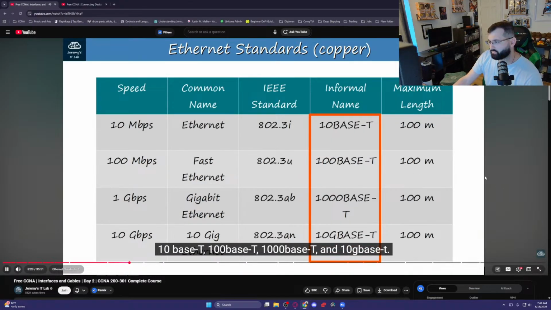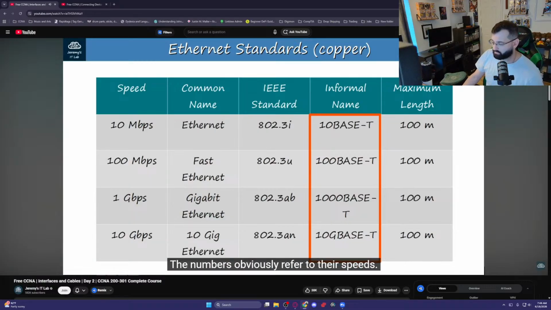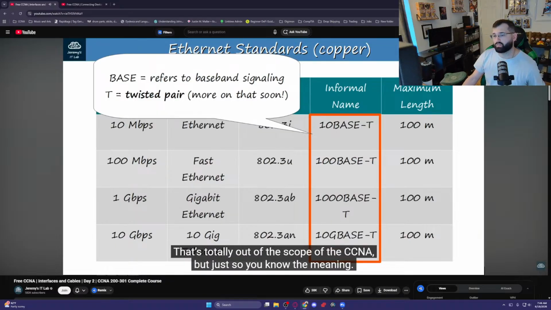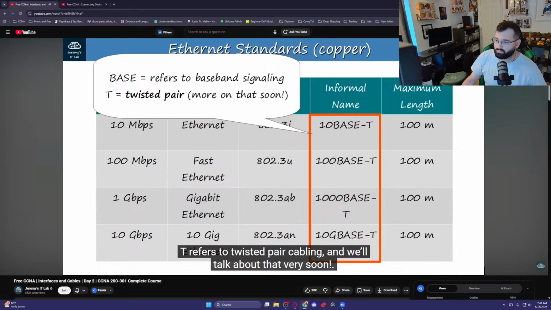1000 base T and 10G base T. The numbers obviously refer to their speeds, but how about base and T? Well, base refers to baseband signaling. T refers to twisted pair cabling, and we'll talk about that very soon. That's totally out of the scope of the CCNA, but just so you know the meaning.